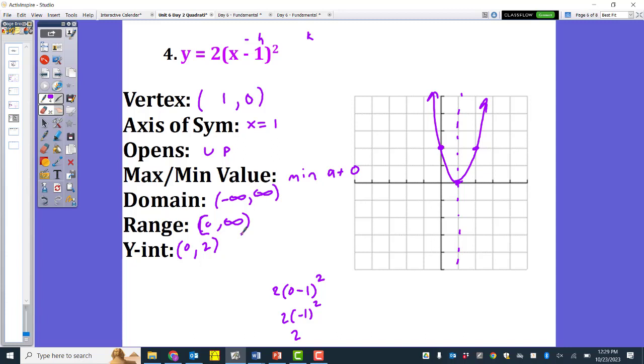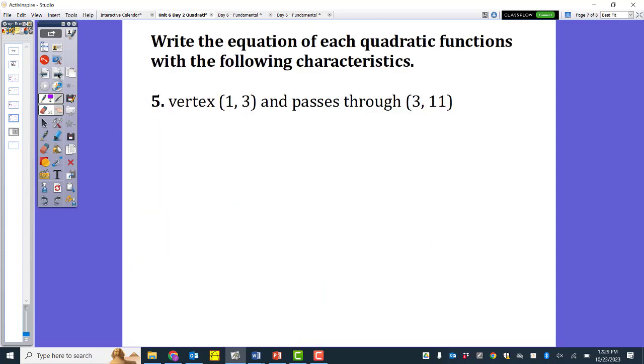Last type of problem we're going to look at are these right here. You're told what the vertex is and that it passes through this point, 3, 11, and you want the equation of the quadratic. Well, let's look at the equation of the quadratic. Equation of the quadratic is y equals a times x minus h squared plus k. We can find h and k from the vertex. So y equals a x minus 1 squared plus 3.